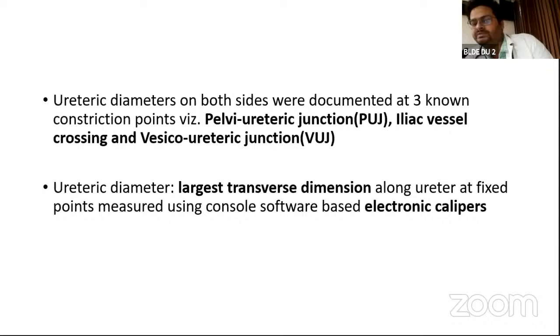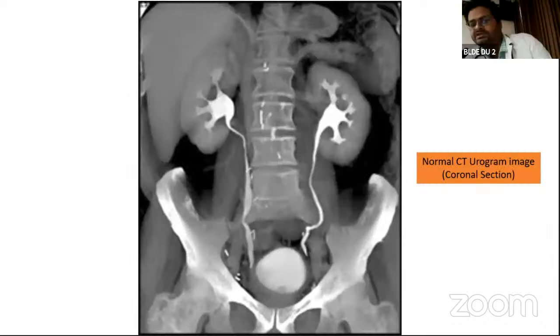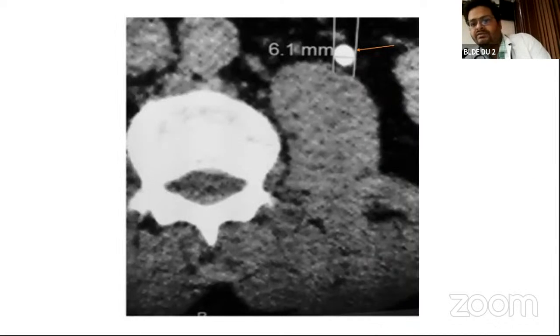The ureteric diameter was measured as the largest transverse dimension along the ureter at fixed points, measured using console software-based electronic calipers. This is the image of a normal CT urogram taken in the coronal section. And this is the axial section image of the CT, showing the ureteric diameter to be around 6.1 mm, with the white contrast that has distended the ureter. The arrow has been marked to show that. This is basically at the L3 level.